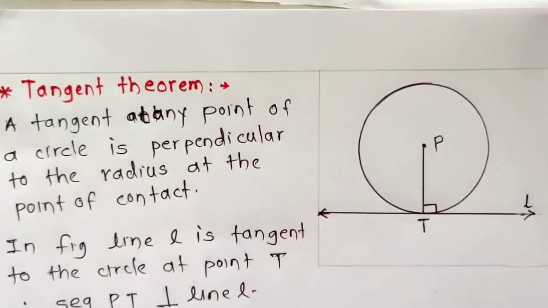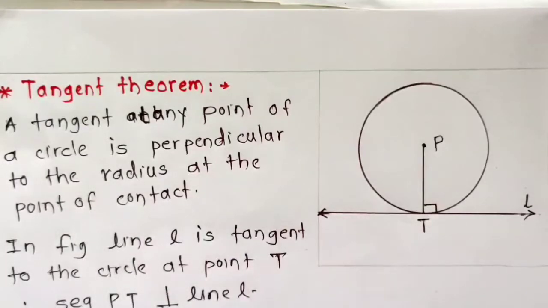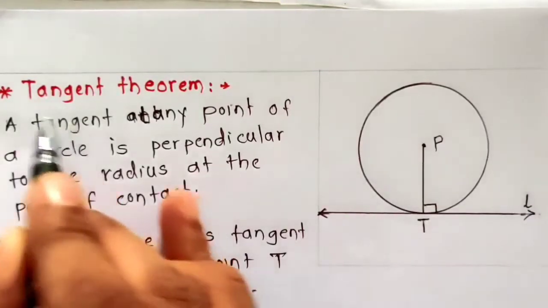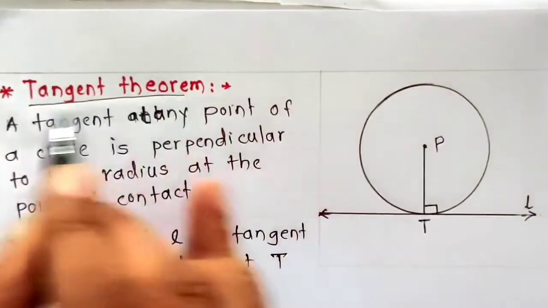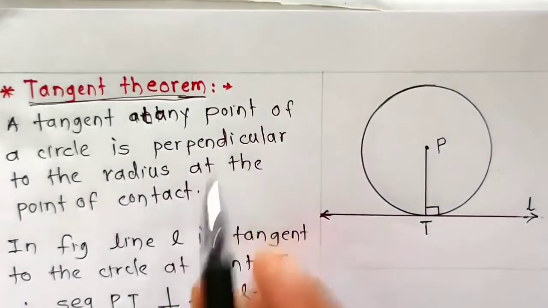Now the next one is the tangent theorem. Remember, there is no need to prove this theorem; that's why the proof is not written here. Only remember the statement and the reason. Whenever we write the reason, we have to write tangent theorem. So what is that tangent theorem?